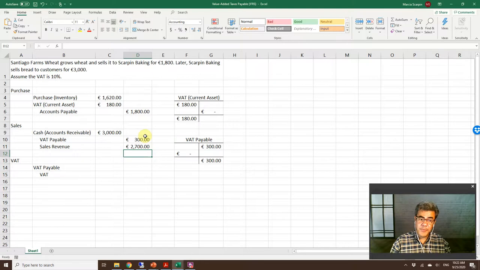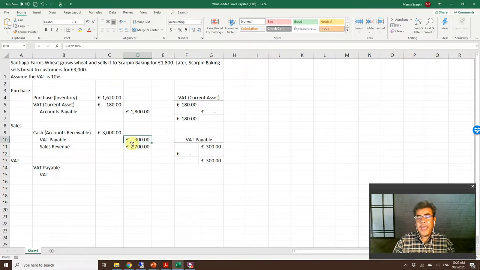However, there are some countries where we have sales revenue, 3,000 euros, and a second journal entry, VAT expense and VAT payable, 300 euros. For instance, in Brazil, where I come from. So check your local tax laws about that.